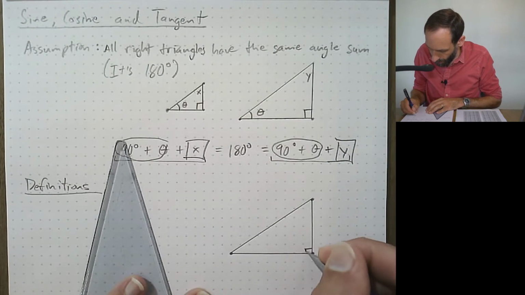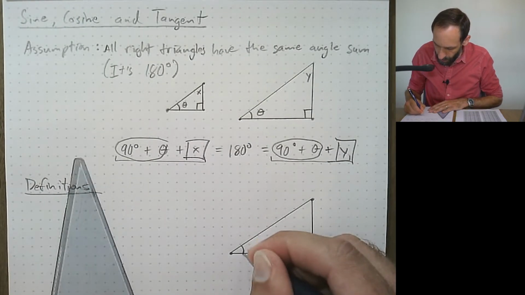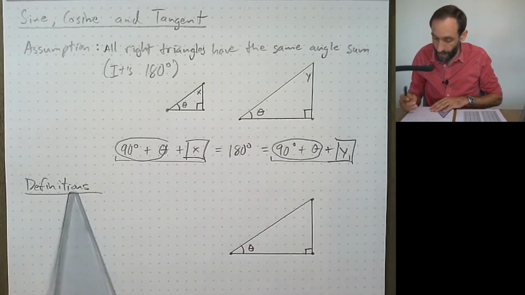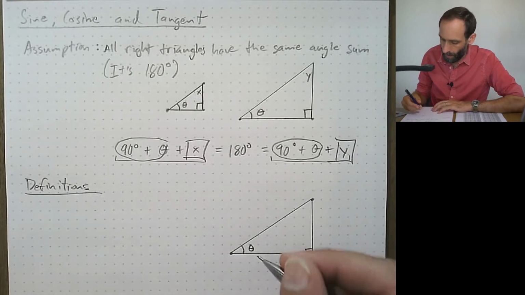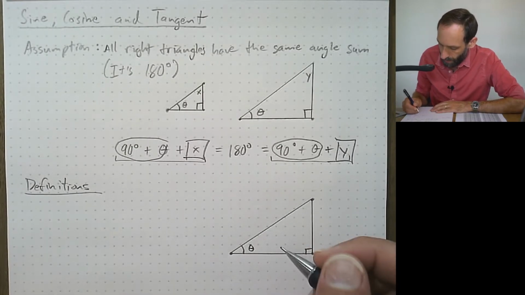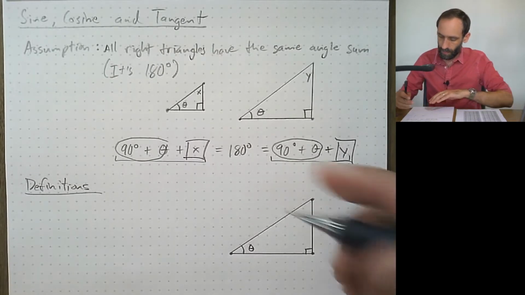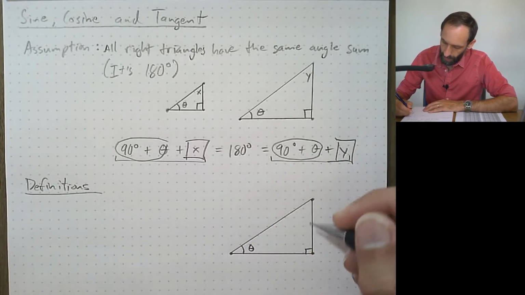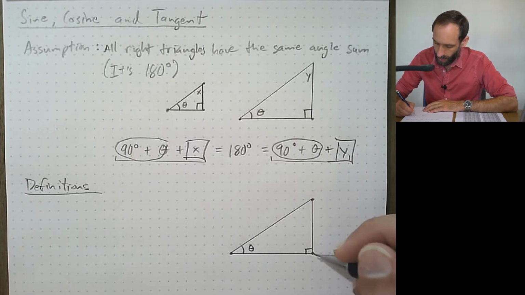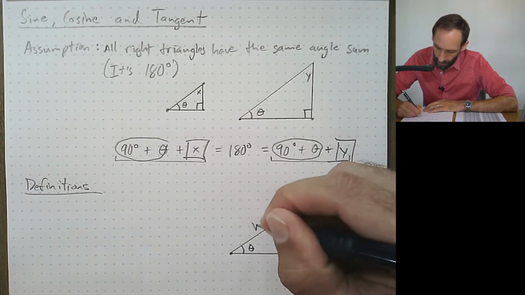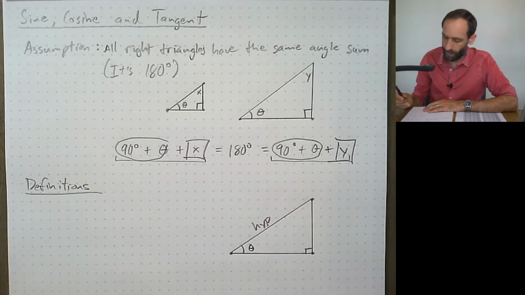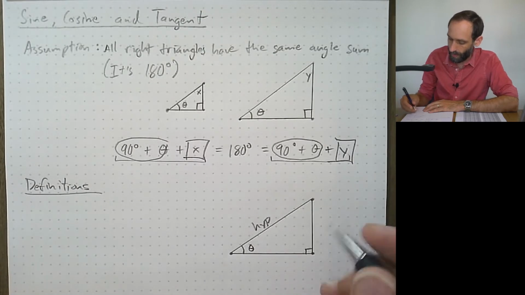And here's our right angle. And then in this right triangle, we have some angle theta. Now, with reference to this angle theta, we have three sides. First, we have the longest side of the triangle, and that side is always across from the right angle. We call that the hypotenuse. I'll abbreviate it as HYP.